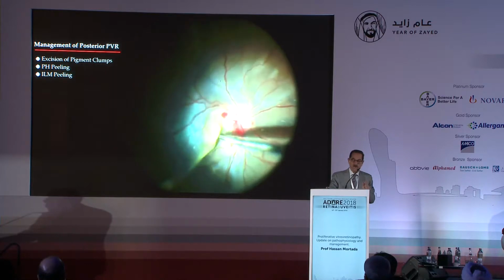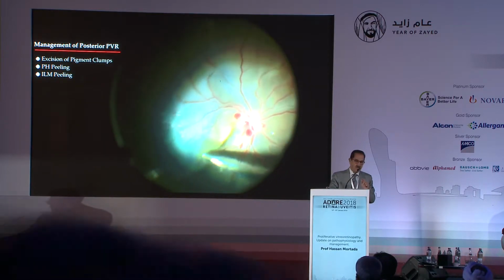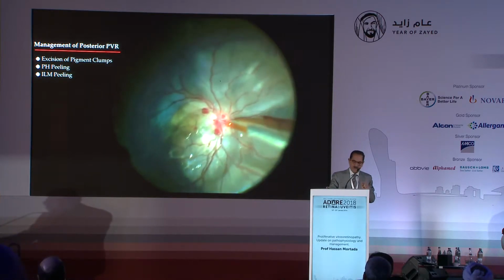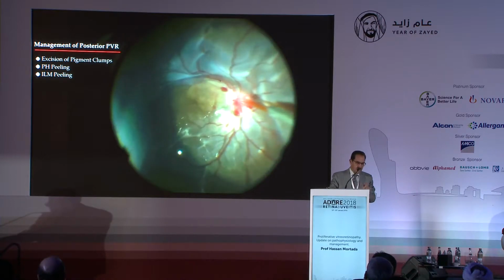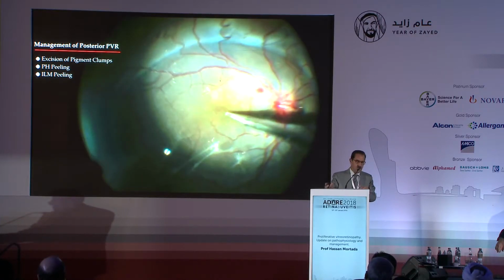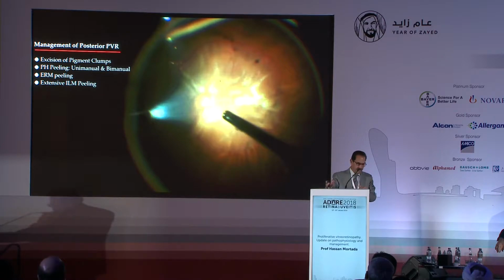So we actually have two scaffolds for proliferation inside the retina, the posterior hyaloid and the internal limiting membrane. And I strongly believe that both should be removed as perfectly and as meticulously as possible. After that, you inject PFCL to stabilize the posterior retina.